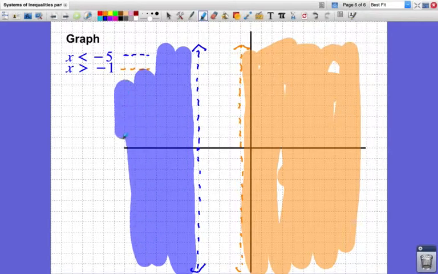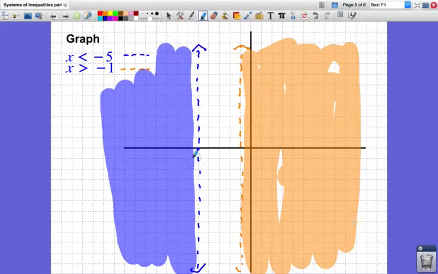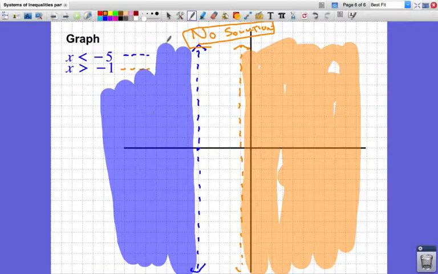Now, what do we notice about this system of inequalities? There is a big gap here, and these two inequalities' solutions never overlap. There's no shading that overlaps. So that means for this particular system, there is no solution. There is no possible solution that could satisfy both of these inequalities. We cannot find one point, one ordered pair on this coordinate plane that would work for both x is less than negative 5 and x is greater than negative 1. It does not exist. Okay, so be careful of that too.